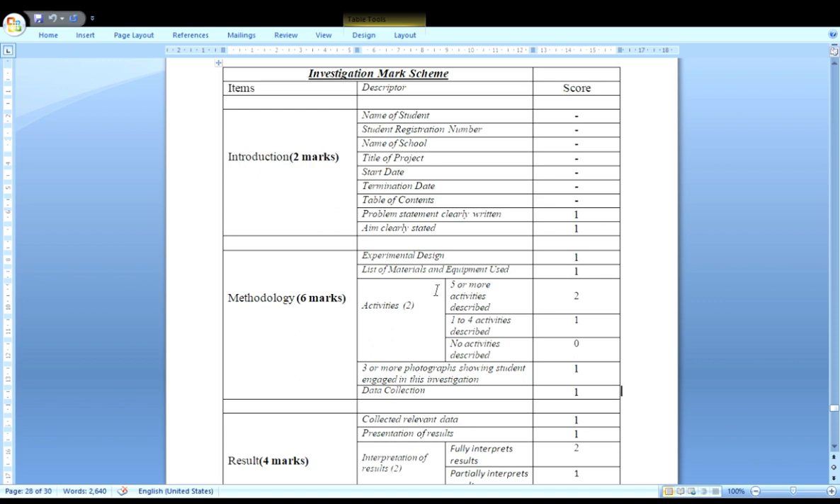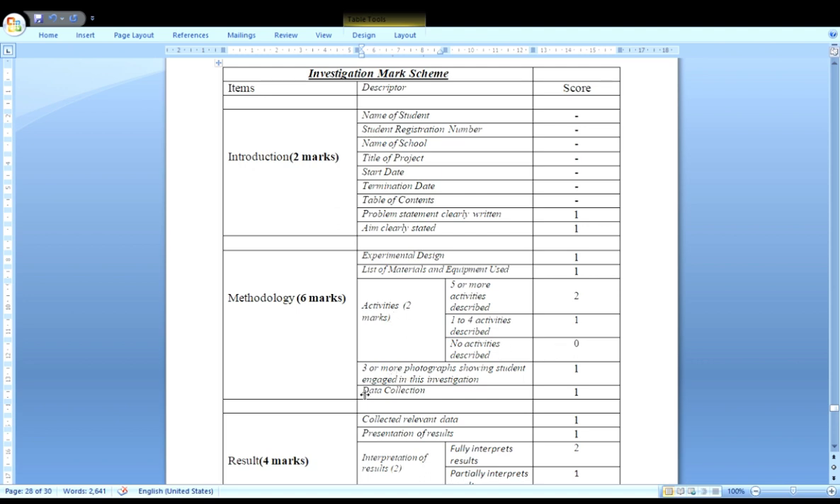List of materials and equipment used, 1 mark. For the activities, it has a maximum of 2 marks. Now, if the students have 5 or more activities described, they will earn 2 marks. If they have 1 to 4 activities described, then they will earn 1 mark. If no activities are described, then that's 0 marks.